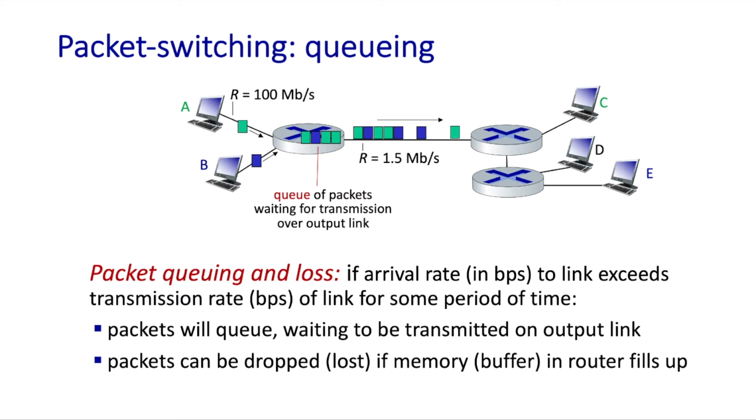And because there's only so much memory to store queued packets in a router, if the queue becomes too long and a router's memory is exhausted, an arriving packet may arrive to a router and find no memory in which to be stored. In such cases, a packet's going to be dropped or lost at that router. And as we'll see, the fact that packets can be delayed and or lost is going to be a major source of headaches for a lot of network protocols.